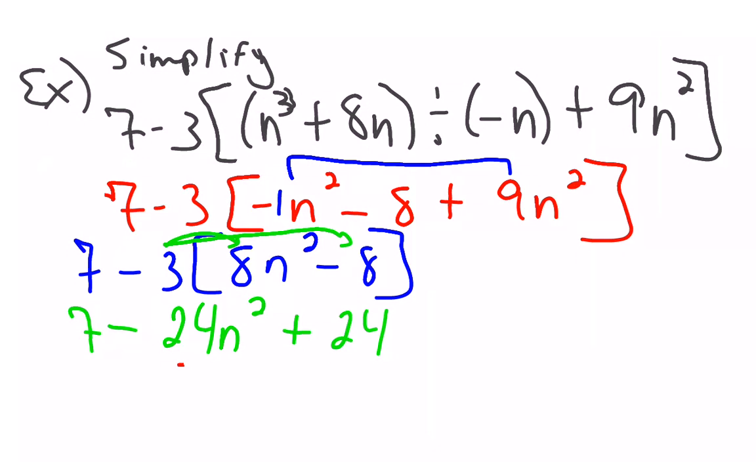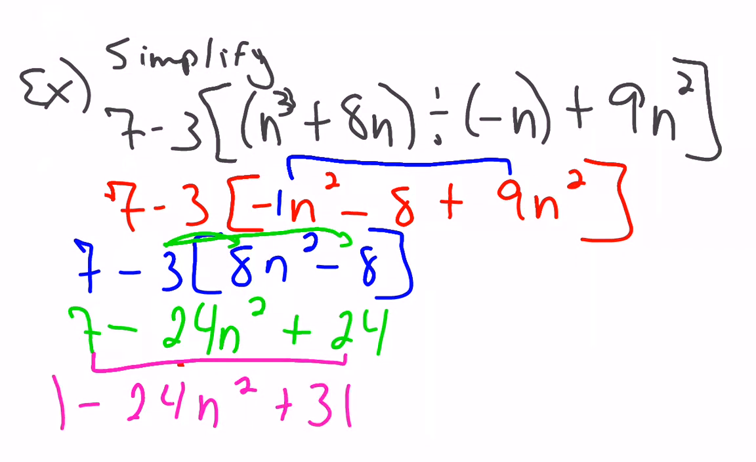Okay, and now last but not least, we just have to combine any like terms. These guys are alike. So we're going to write these in descending order. So negative 24n squared. And then we need to know what 7 plus 24 is. And you can use your calculator if you need to. But we get 31. And so there's our final answer.